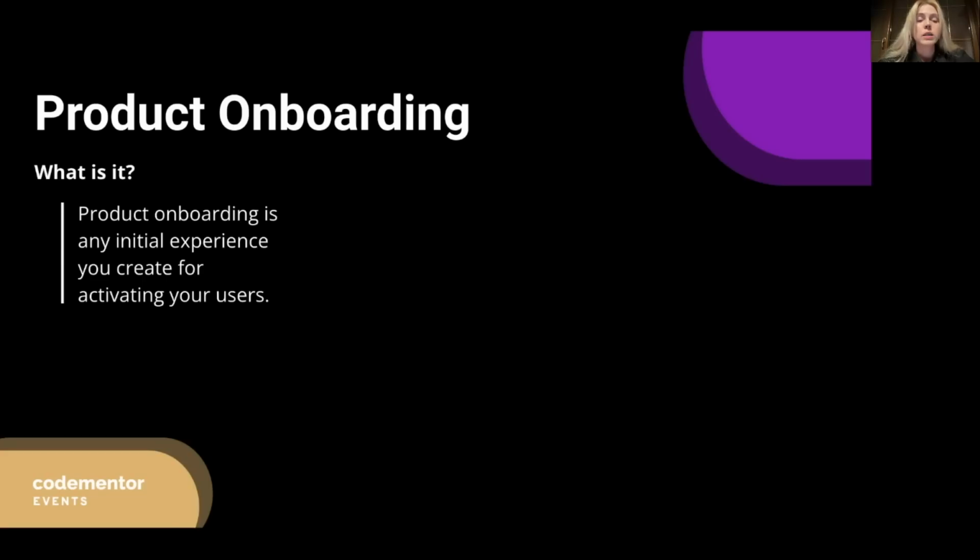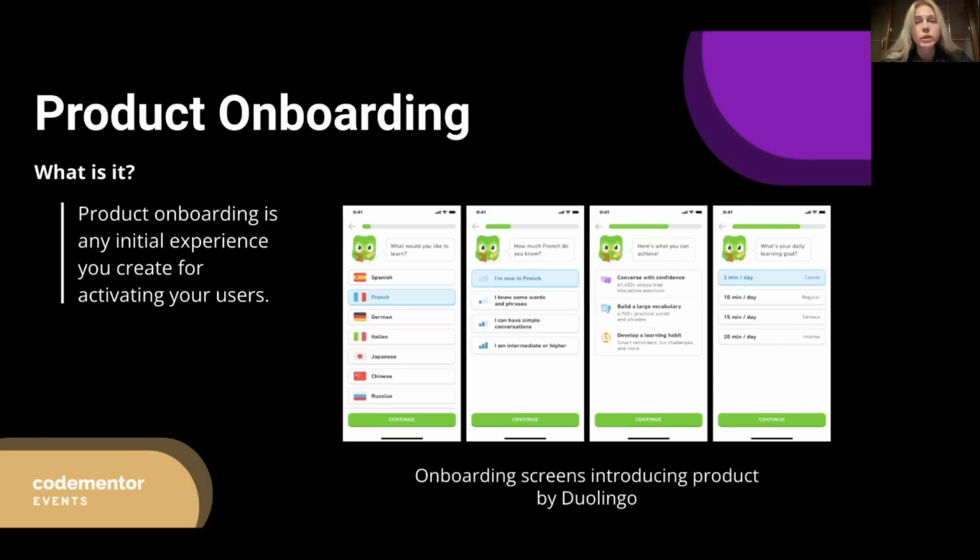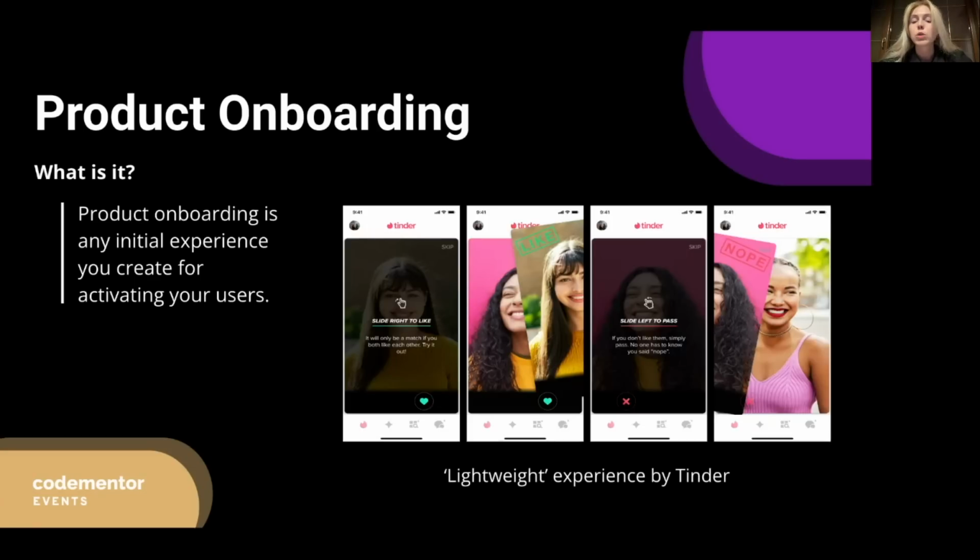Product onboarding is any initial experience you create for activating your users. It has many phases. This can be onboarding screens introducing your product, example from Duolingo you can see on the slide. This can also be some lightweight experience. You can see the example from Tinder. Here they have created a test environment for users to try out their swipe features without actually swiping real profiles.